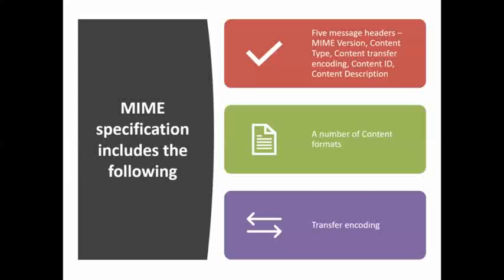Then content ID is used to identify MIME entities uniquely. For that, we need content ID. Then content description provides a description about the object that is present within the body. This is useful whenever the object is not in a readable format. That's why we use content description. So all these fields provide information about the body of the message.